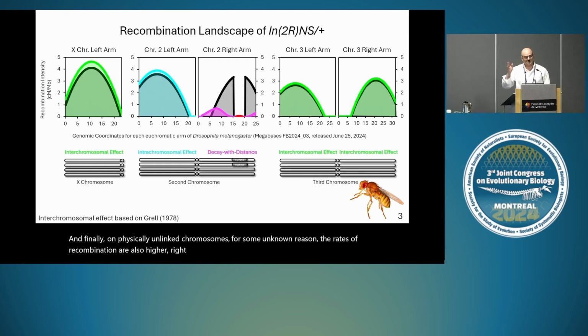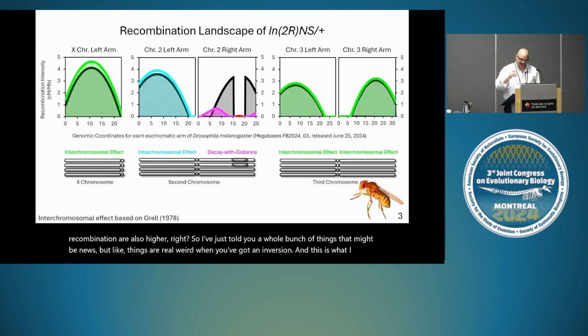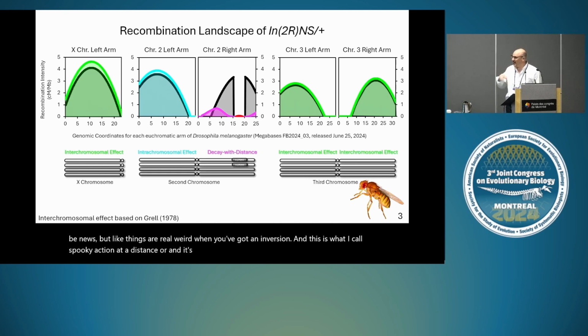So I've just told you a whole bunch of things that might be news, but things are really weird when you've got an inversion. And this is what I call spooky action at a distance, and it's illustrated in green, and that is the interchromosomal effect on recombination.